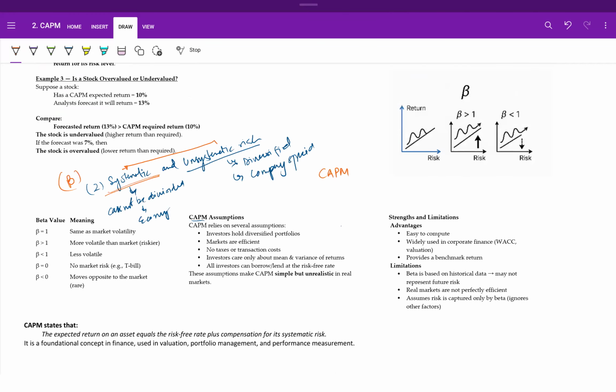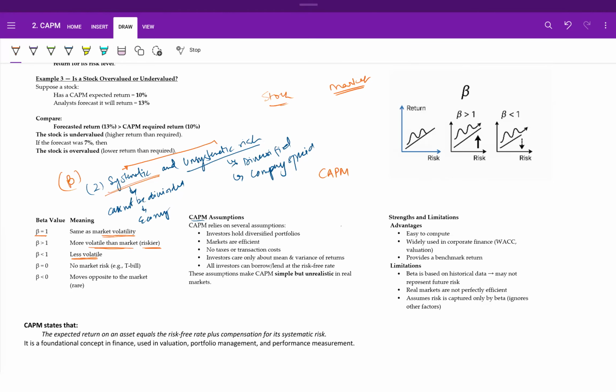If the beta is equal to 1, this means the stock and the market have the same volatility. If the beta is greater than 1, this means that it's more volatile than the market, it's riskier. And the more the risk, the more the return. If beta is less than 1, this means it's less volatile and the risk is also less.